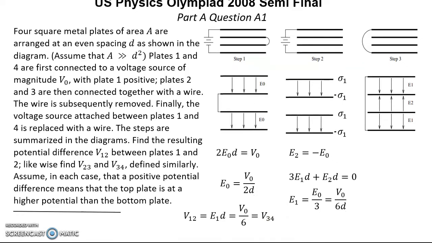And the last step is to find the potential difference between plates 2 and 3. To make the total potential difference 0, it must be equal to negative V0 over 3. So that's the answer. Between the first and second plates we have potential difference V0 over 6, same as between number 3 and number 4. And the potential difference between the second and third will be negative V0 over 3.